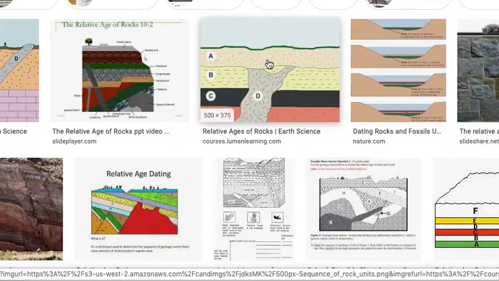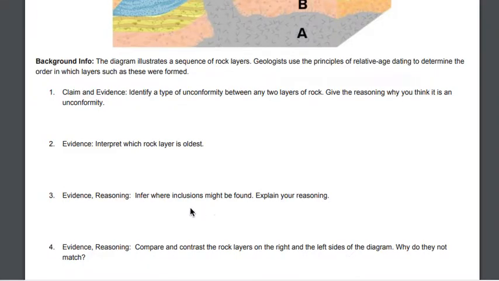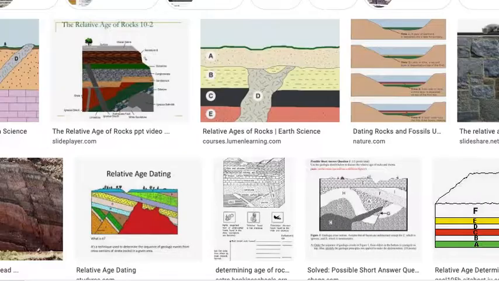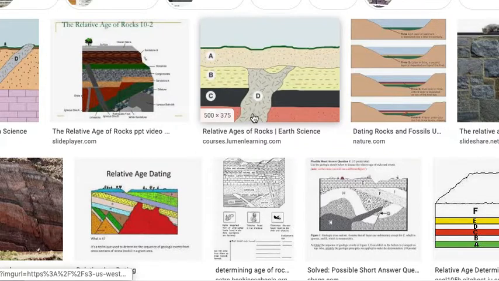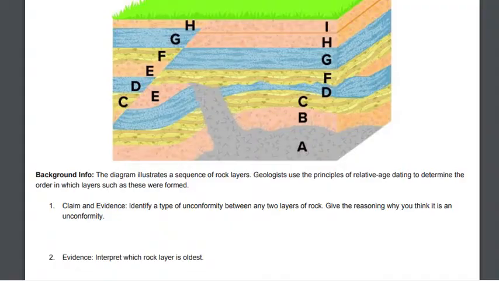If you're unsure on that, go back and watch some of my earlier videos where we talk about that. The next question is, infer where something has cut across and grabbed up other debris along the way, so it's included other rocks into it. Here, I would say for sure D would have some inclusions in it.